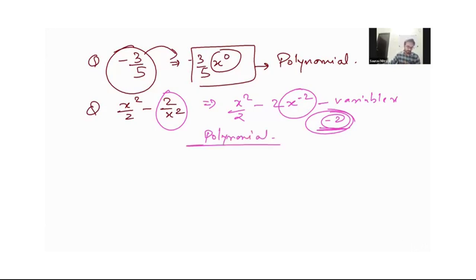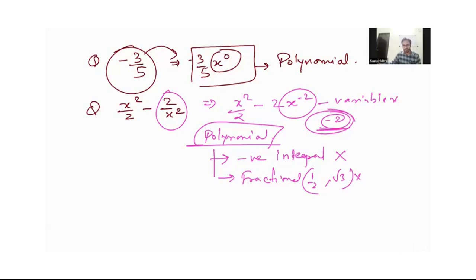So these are a few examples and the definition. I hope you understood the topic: which expression can be categorized as a polynomial and which cannot. Negative integral powers are not allowed in the expression. Fractional powers, like 1 by 2, 1 by 3, or root 3, are also not allowed. If all the conditions are satisfied, it can be categorized as a polynomial; the rest will not.